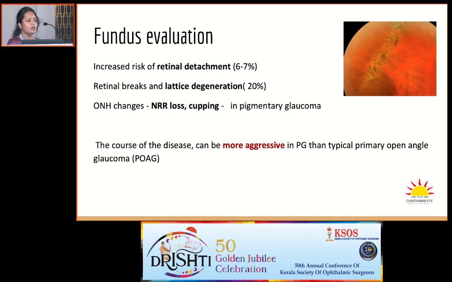On fundus evaluation, there is increased risk of retinal detachment in these patients, up to 6 to 7%. Retinal breaks and lattice degeneration are common, up to 20%. And when there is pigmentary glaucoma, optic nerve head changes of glaucoma occur. The course of the disease is more aggressive in pigmentary glaucoma than in typical POAG.